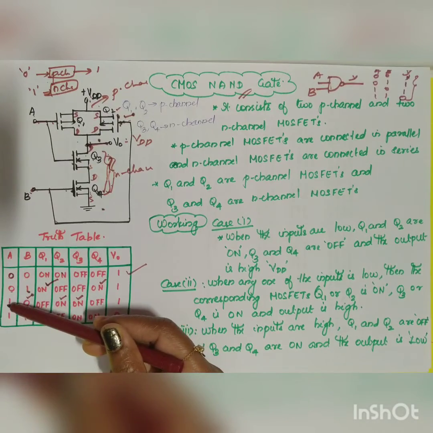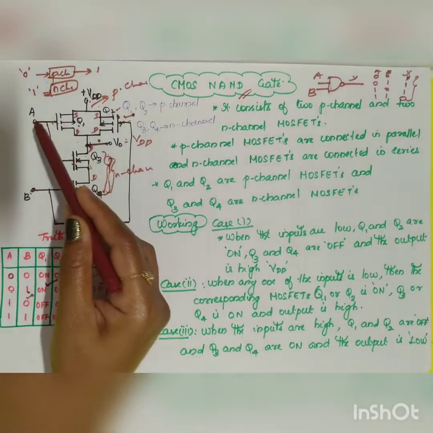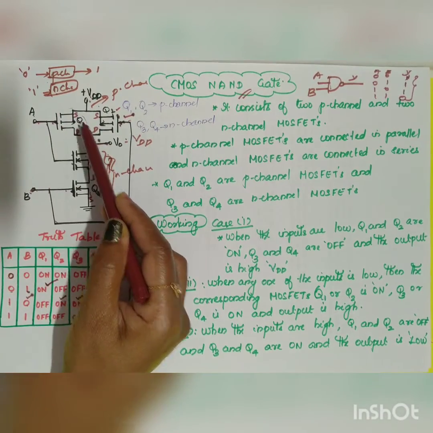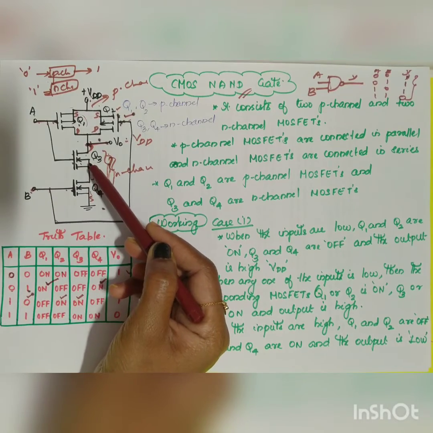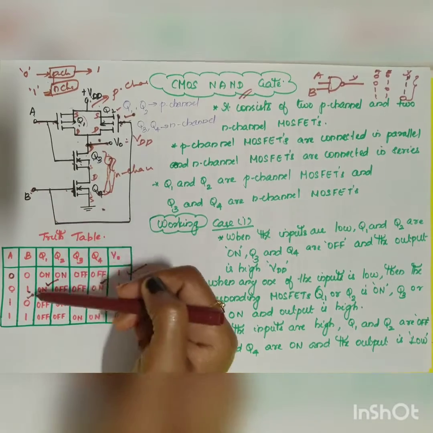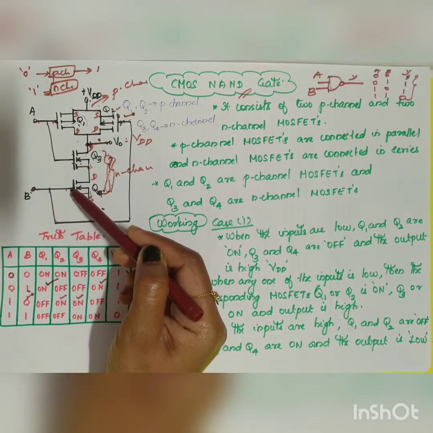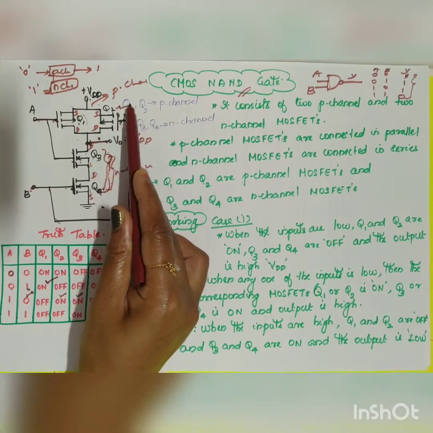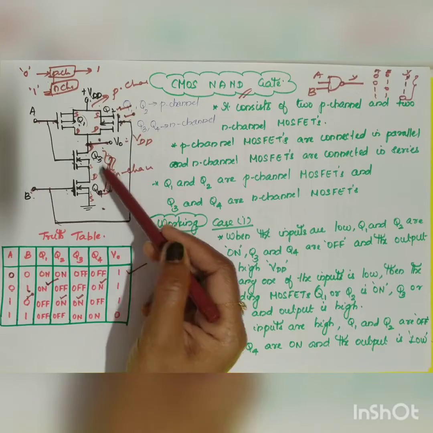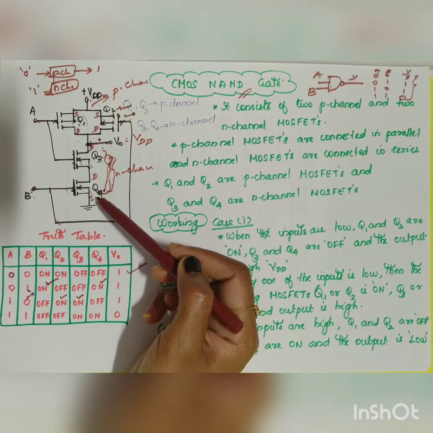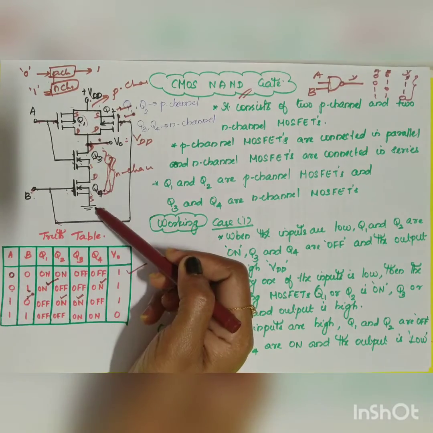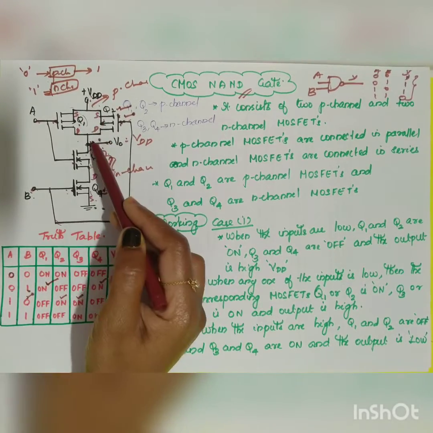In this case, your A is equal to 1, B is equal to 0. When A is equal to 1, your P channel will be in the off condition. Your N channel will be in the on condition, right? Q3 will be on. Similarly, when B is equal to low, Q2 will be on. When B is equal to low, Q4 will be off. So in this case also, your Q4 is off and Q3 is on. So it will not connect to the ground. So your output will be high.